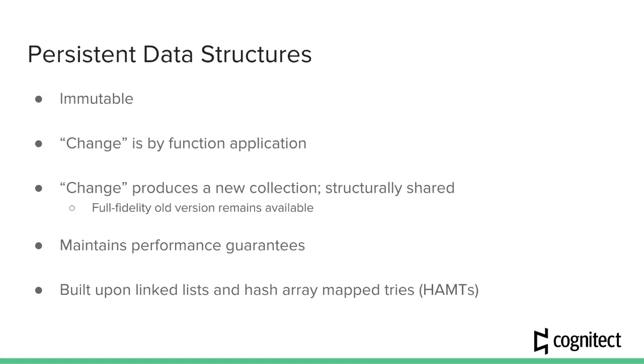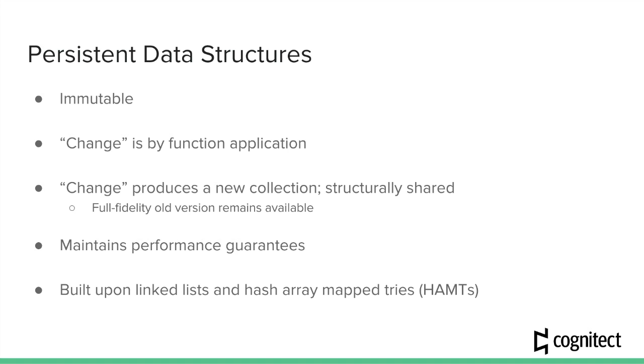In Clojure, all the data structures are persistent data structures. They're immutable, and change is only through function application. Change always produces a new collection that's structurally shared with the old collection. This has full fidelity old versions. Those always remain available. And that structural sharing allows it to maintain performance guarantees. These persistent immutable data structures are built upon linked lists and trees. So we can see a superficial example of those.